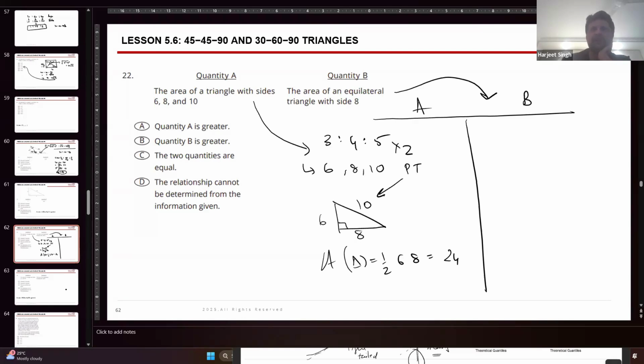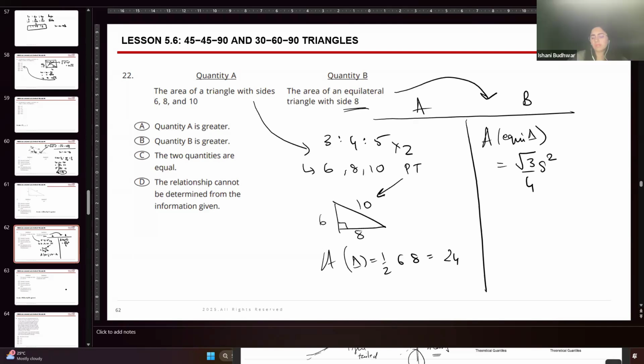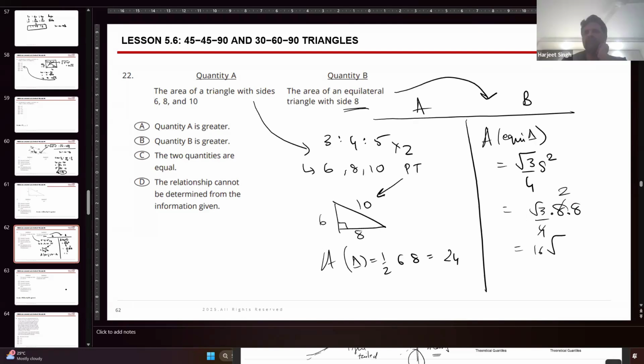area of an equilateral triangle. So there's a shortcut formula. Area of an equilateral triangle is root 3 by 4 into side square. So if you know the side, you should be able to get the area of an equilateral triangle. So here the side is 8. It's root 3 by 4 into 8 into 8. It's 16 root 3.